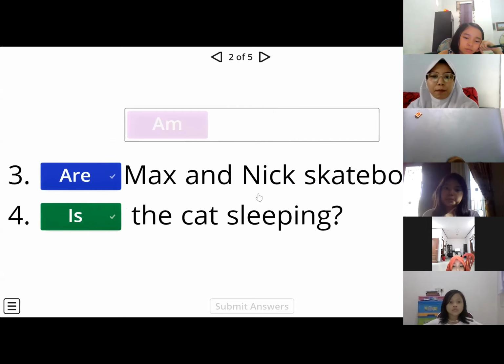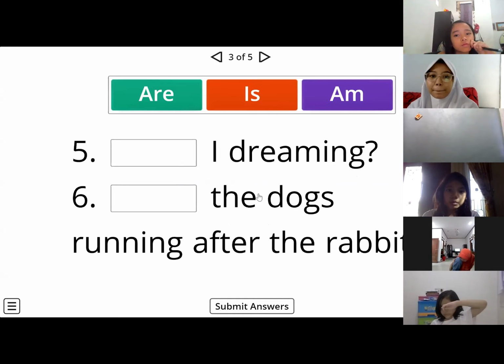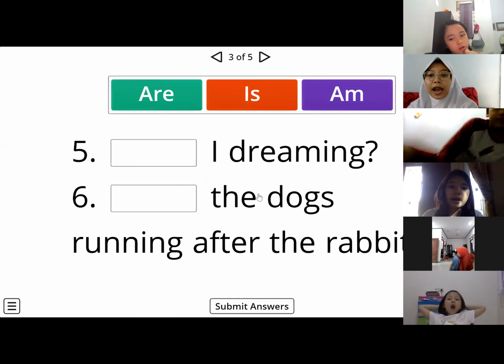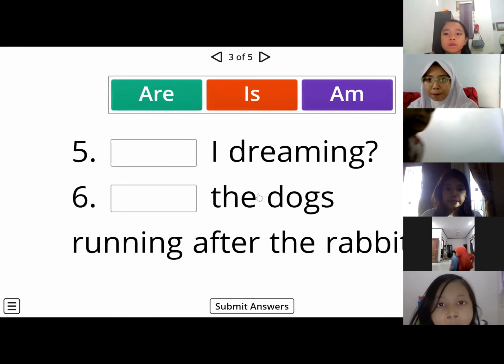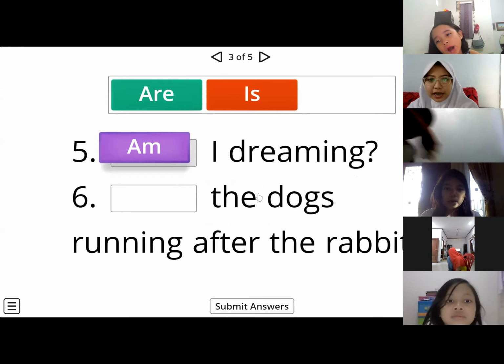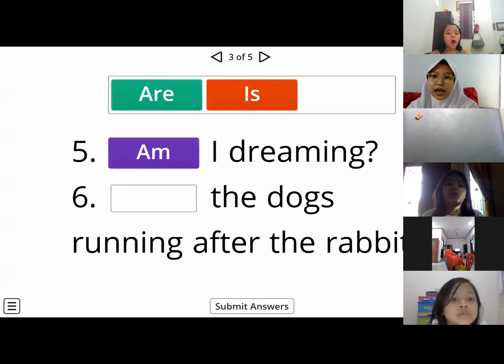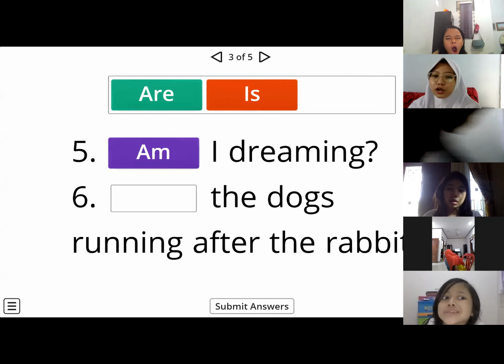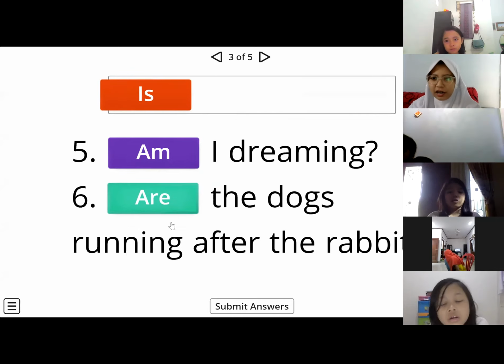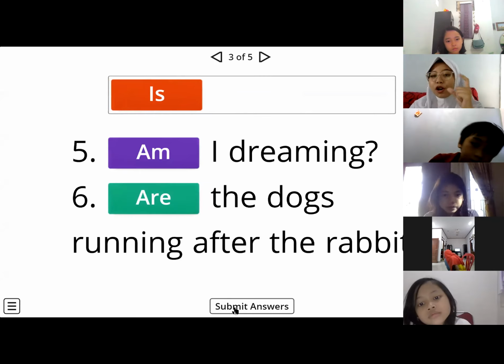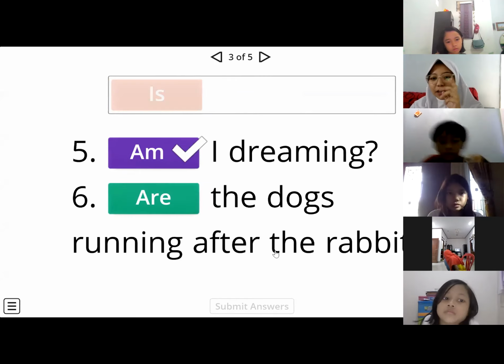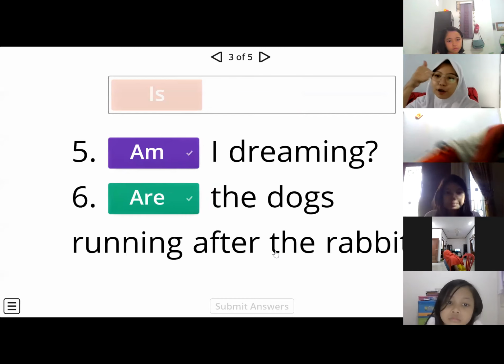So next. I dreaming. What is the to be of I? I am. Okay, am. So next. The dogs running after the rabbit. The dogs. There are many dogs. All right. Good job. The dogs is more than one, okay? There is an S behind.